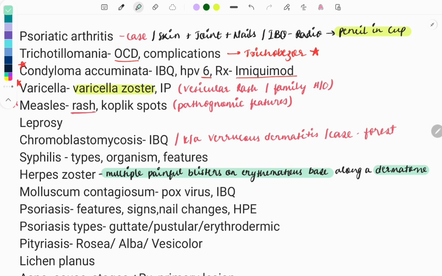Molluscum contagiosum, usually one-liners are asked, the causative organism, and that is the pox virus. Then an image-based question is also asked on molluscum contagiosum, so you need to know the image also.